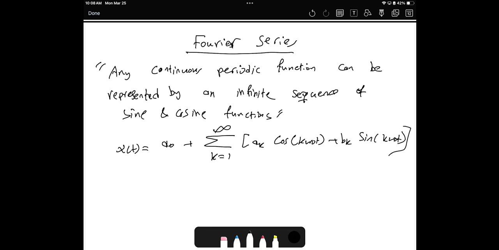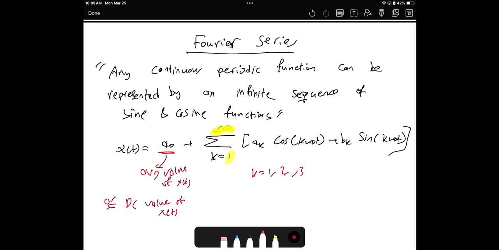So we see that it's the sum of sine and cosine. The first thing we have is a constant. This is called the average value of x of t, or in other words, the DC value of x of t. Then keep in mind k goes from 1 to infinity, so it is an infinite series. This series will continue forever. K equals 1, 2, 3, 4, until infinity.